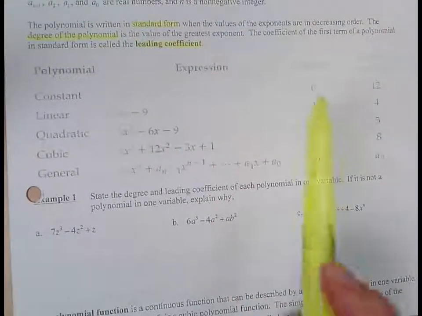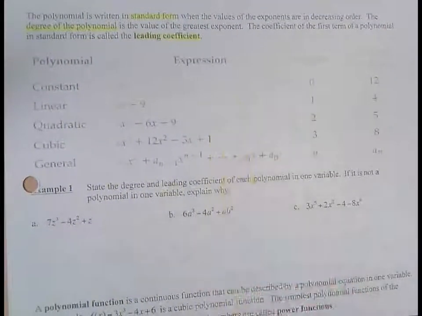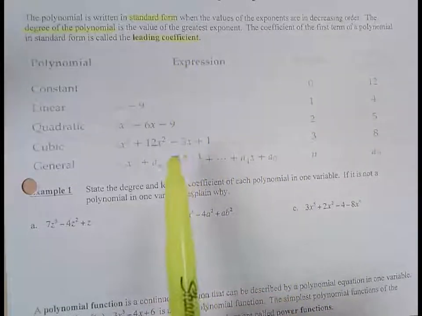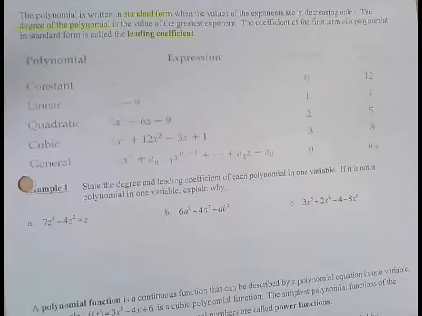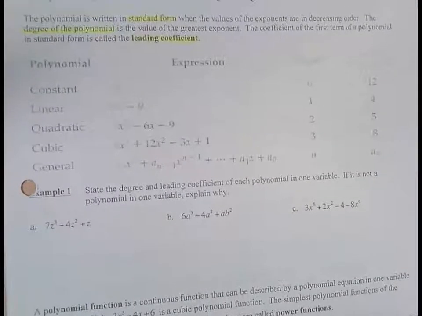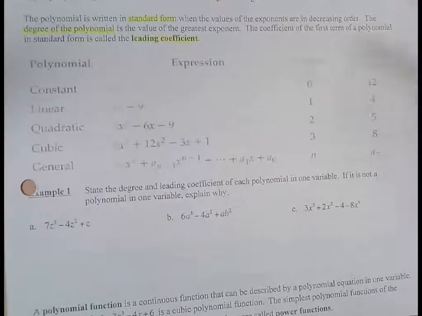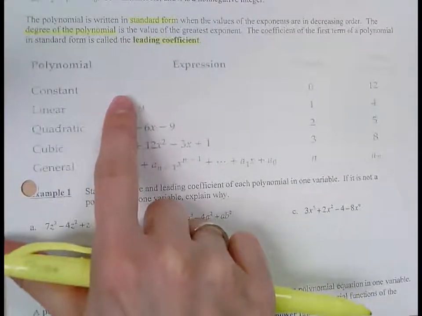So what this gives you is some polynomial expressions. Some polynomials, based on their degree, have specific names. Some we've already learned about in different chapters. It gives the degree and the leading coefficient. So the first one, the expression is just 12.